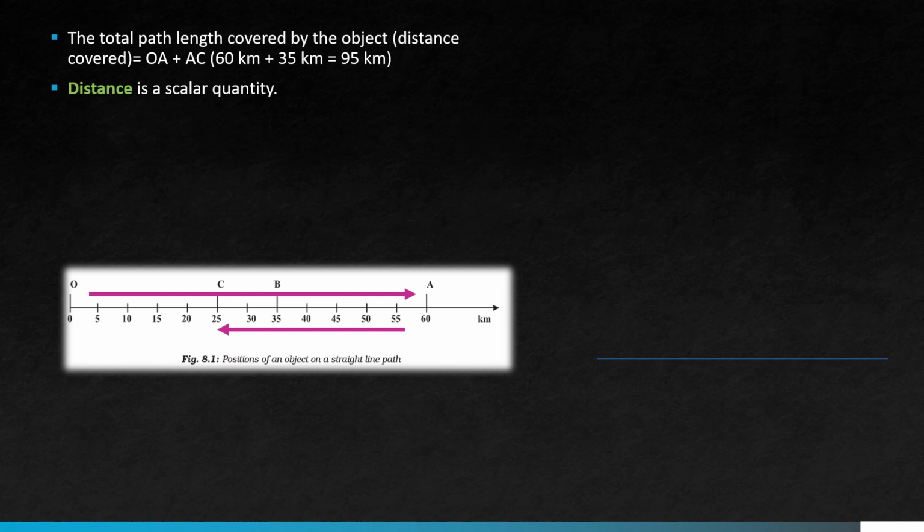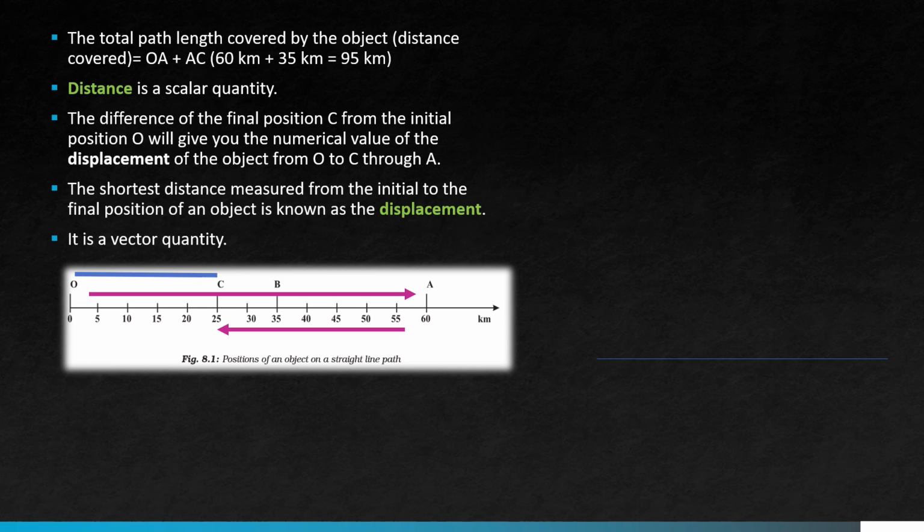Now we will discuss a related topic which is displacement. Okay, what is displacement? Displacement is the shortest distance between the origin and the final position of the object. Now O had to reach position C. How it reached position C does not matter. What is the shortest distance between position C and position O? That distance we call displacement, right? So in this case, what is the shortest distance between O and C? It is 25 kilometers. So even though the body has covered 95 kilometers of distance, its actual displacement is 25 kilometers. Okay, clear.